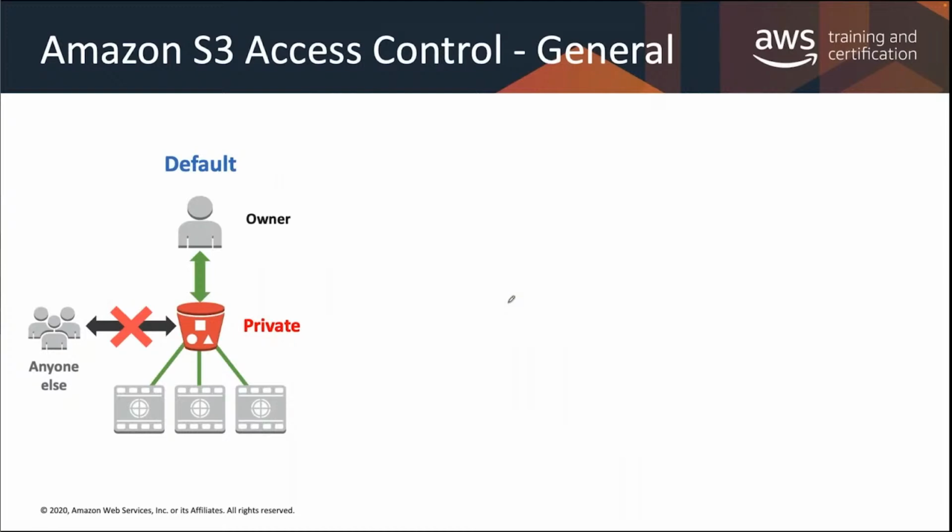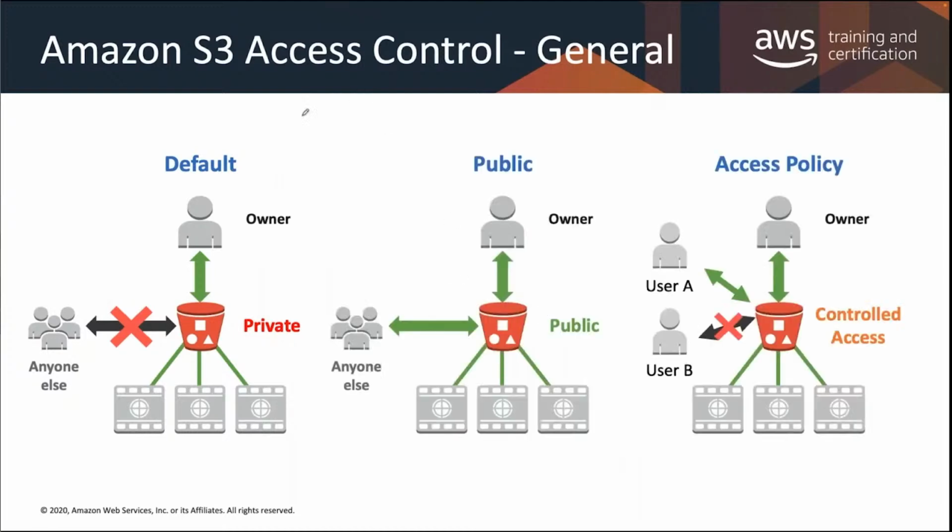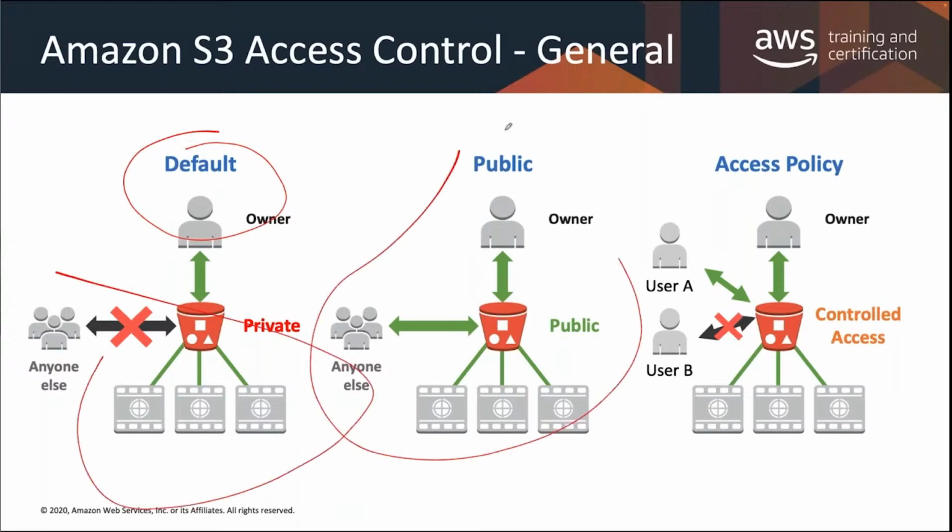By default in S3, only the owner is able to access. All other people cannot touch it. Of course, you can make your bucket public, but you need to accept a lot of warnings in order to do that. And of course, in S3, we can set a policy to allow only certain users, certain IP addresses, certain times to access. It's very granular.